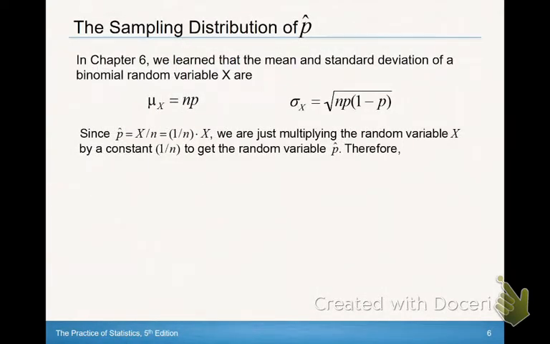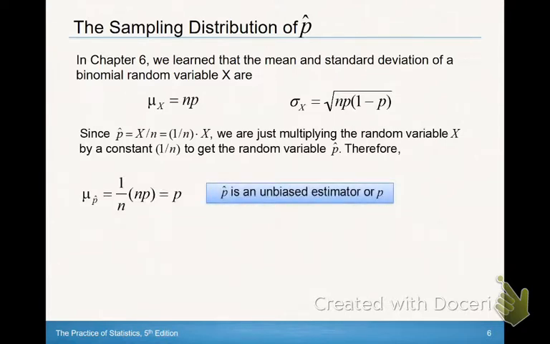In Chapter 6, we learned that the mean and the standard deviation of a binomial random variable x was n times p, and that the standard deviation was the square root of n times p times q. Remember, I called the complement q. Since p hat is x divided by n, or 1 over n times x, we are just multiplying the random variable x by a constant, 1 over n, to get the random variable p hat. So mu sub p hat is equal to 1 over n times n times p, which is equal to p, which tells us that p hat is an unbiased estimator of p.